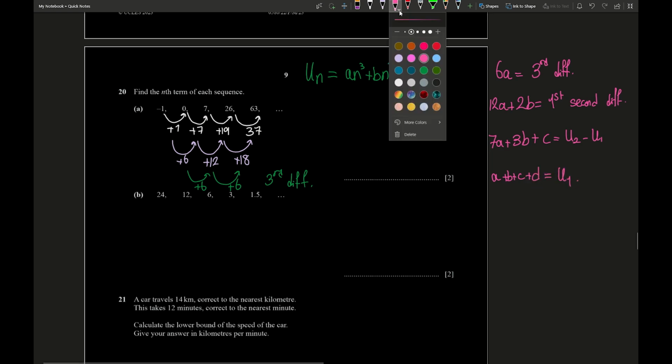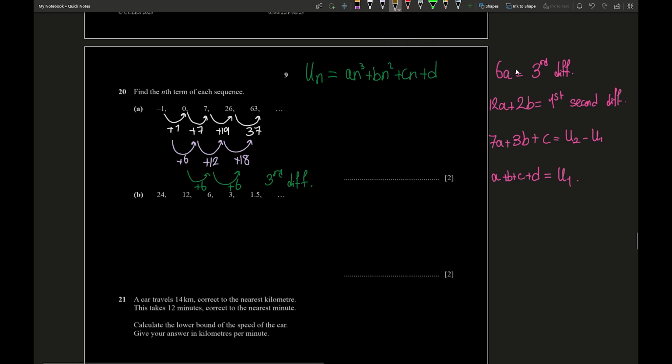Okay, let me bring another color. Now, first equation, 6a is equal to the third difference. The third difference refers to this value right here. So 6a is equal to the third difference, which is 6, meaning that a is equal to 1. So un is equal to n raised to the power of 3.